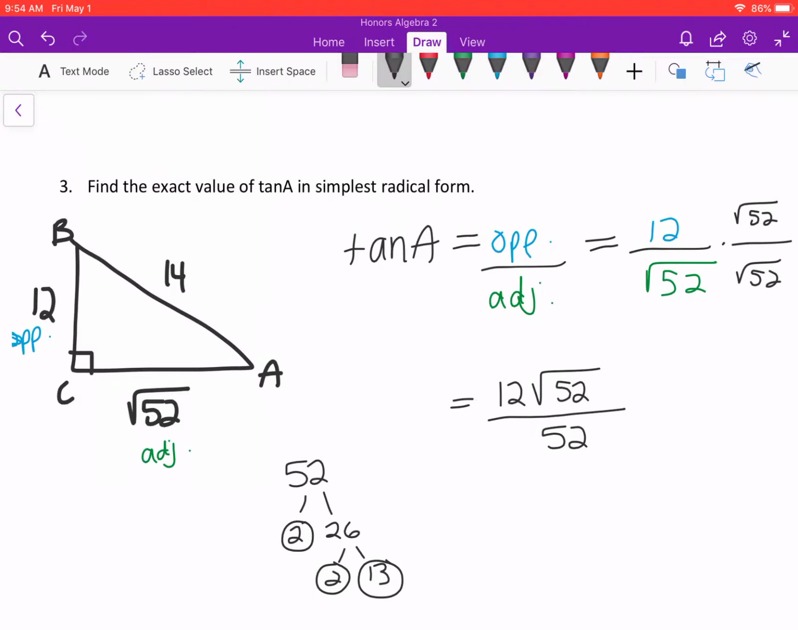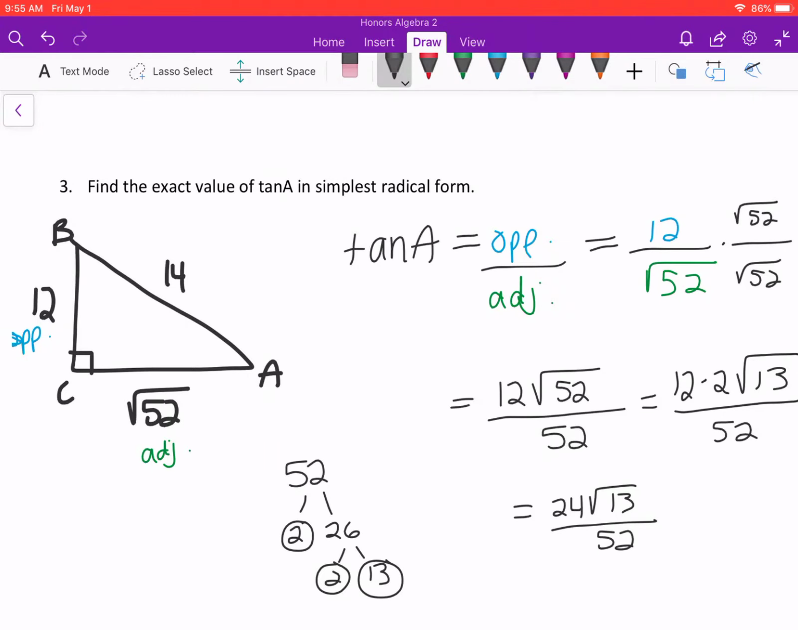I have a pair of 2s, so I can bring a single 2 out of my radical, and I'm going to multiply it by that 12. So I have 12 times 2, and then inside my square root, I have 13, because there wasn't a pair for that, so that stays inside. And this is all still over 52. Now I can simplify this a little more. 12 times 2 equals 24. Square root of 13 over 52.